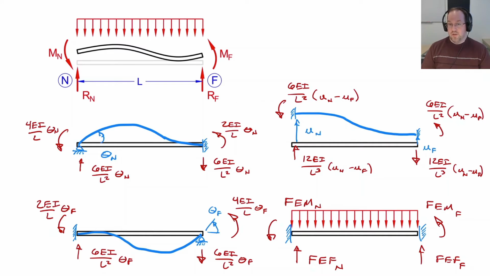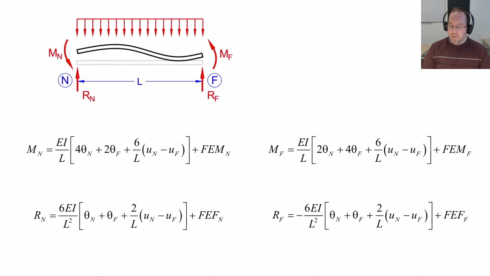So now that we've considered all of our effects, we have rotations, we have displacements, and we have our loading, we can combine all these together with superposition. If we do that, we end up with the slope deflection equations. And these equations represent rotations, displacements, and my forcing to give me my end moments, Mn and Mf, and my end forces, Rn and Rf.